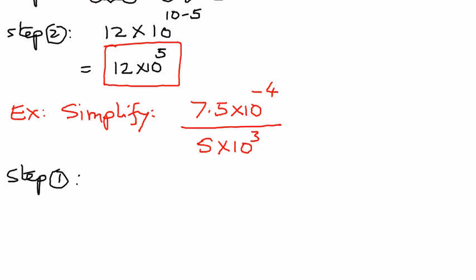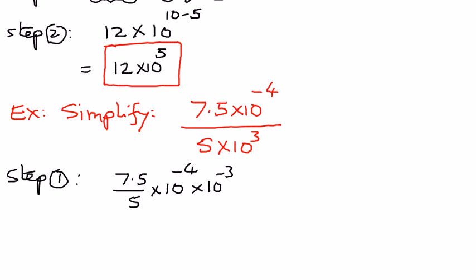We'll write the whole numbers together, 7.5 divided by 5, and then since we have 10 to the power of -4 in the numerator and 10 to the power of 3 in the denominator, we will write this one as times 10 to the power of -4, which is in the numerator, and then we'll bring 10 to the power of 3, which is in the denominator, to the numerator. And as we know, when we have a positive exponent in the denominator, when we bring it up to the numerator, we can express that as a negative exponent.